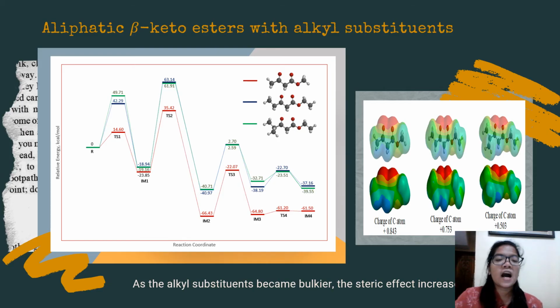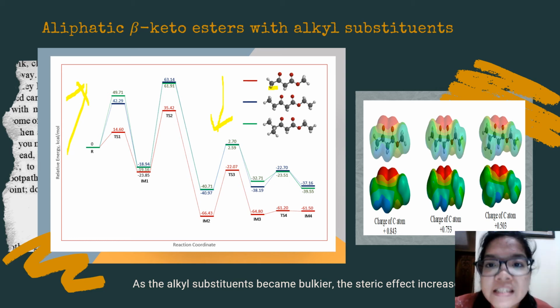For the aliphatic beta-keto esters with alkyl substituents, the increasing trend in the activation energy as the substituent becomes bulkier is evident in the figure. As the alkyl substituent becomes bulkier, the steric effect increases as well. The steric hindrance here lowers the reactivity of the carbonyl carbon in the ketone, resulting in a more energy-hindered nucleophilic attack of the borohydride hydrogen.